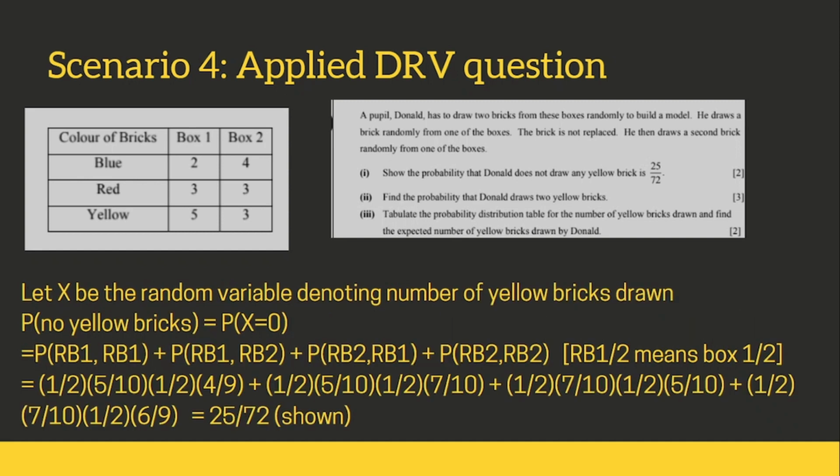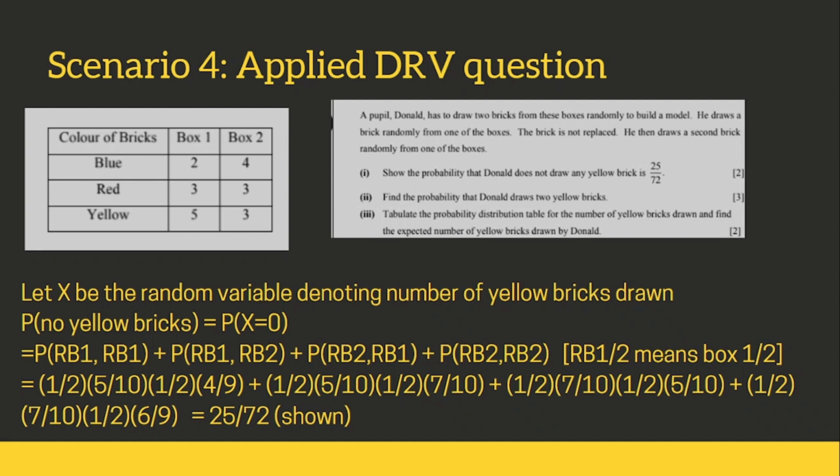So for this question, we're going to let X be the random variable denoting the number of yellow bricks drawn. If we want the probability that no yellow bricks are drawn, that means we need either a red or blue brick from box 1 and then another red or blue brick from box 1, or a red or blue brick from box 1 and then another red or blue brick from box 2. This is basically what I'm trying to say when we decide the different scenarios. Sometimes we will take the red or blue bricks from box 1, or we will choose from box 2.